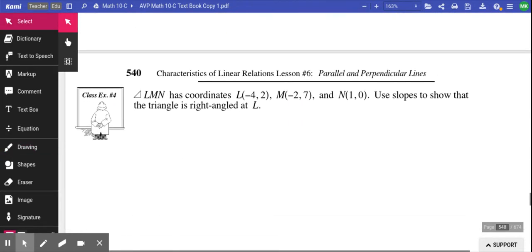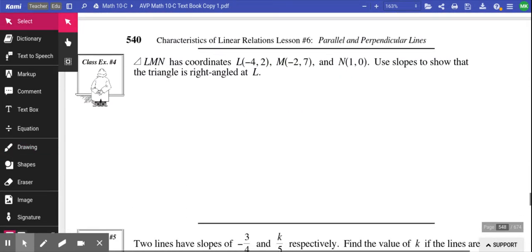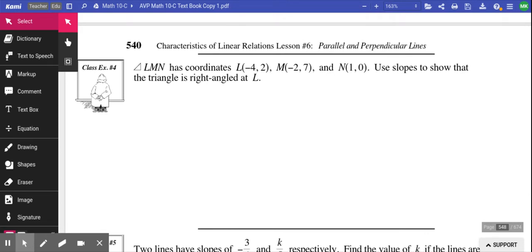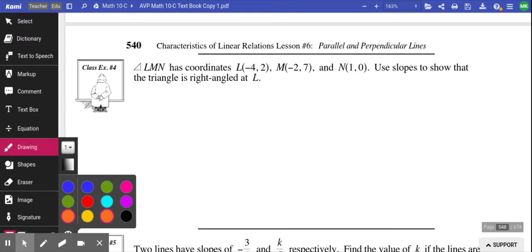Okay, last question, I think. Oh, no, 2 questions left. Class example 4. Triangle LMN has coordinates L at negative 4, 2, M at negative 2, 7, and N at 1, 0. Use slopes to show that the triangle is right angled at L. Okay, if something's right angled, that means it's perpendicular. That's one of the perks of having perpendicular lines, is that it creates a right angle.